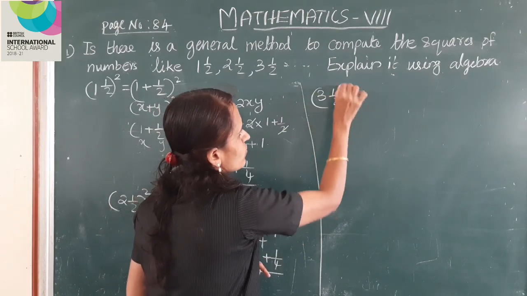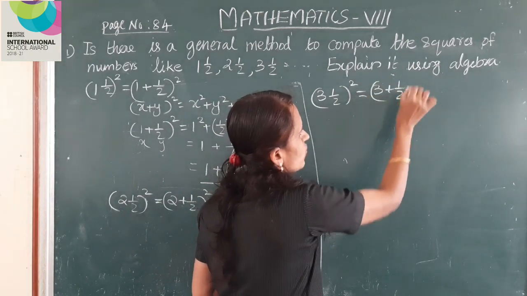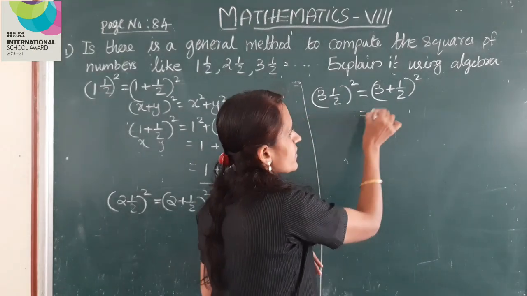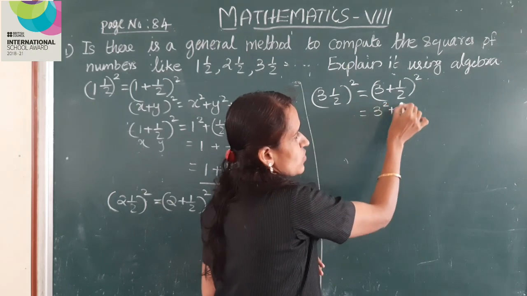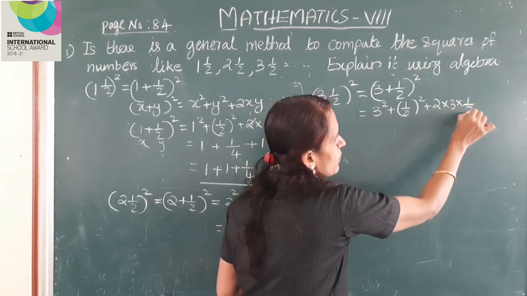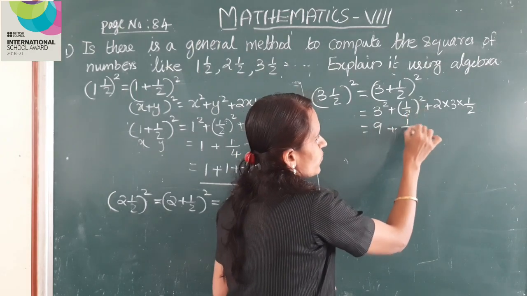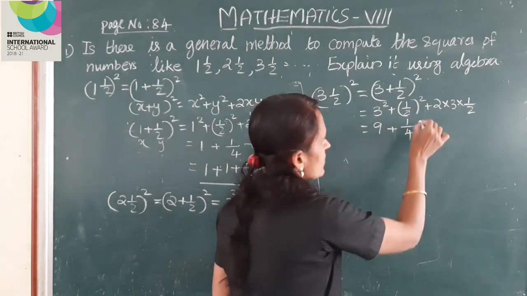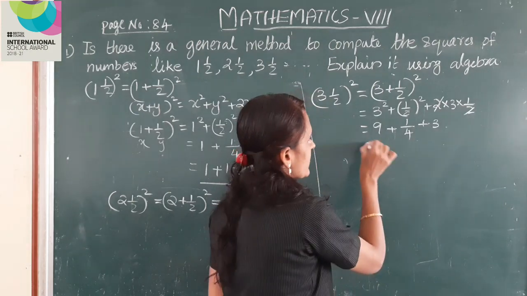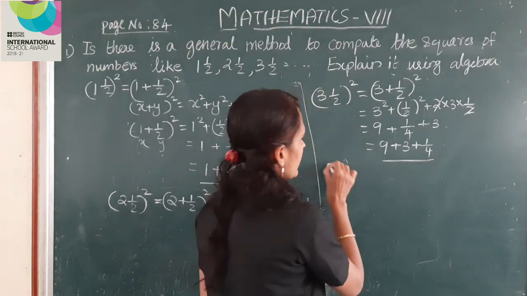Next, 3 1 by 2 whole square. This can be written as 3 plus 1 by 2 whole square. Again using the identity x plus y whole square, x is 3 square plus y is 1 by 2 whole square plus 2 into 3 into 1 by 2. This is equal to 9 plus numerator square by denominator square, 1 by 4, plus 2 divided by 2 is 1, remaining 3. So this is equal to 9 plus 3 plus 1 by 4, etc.